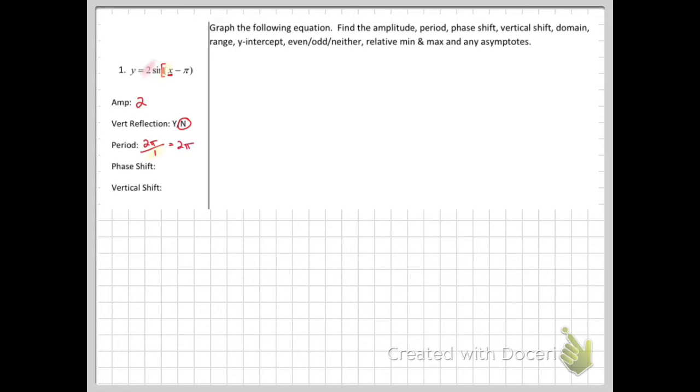Phase shift comes out of the parentheses. So you're going to do opposite. Opposite of minus pi means it's going to go to the right pi. And then my vertical shift is going to be, there's imaginary plus 0 at the end of this. So it has no vertical shift, none. Okay, so here's what we want. We want to know, where is my beginning point? These are answer blanks you have to draw or write for yourself, because they're not worth points, but they're going to be how you get the graph.